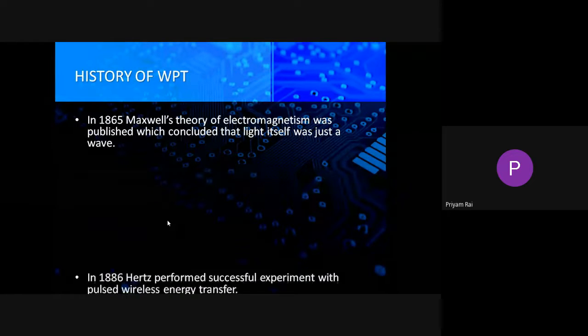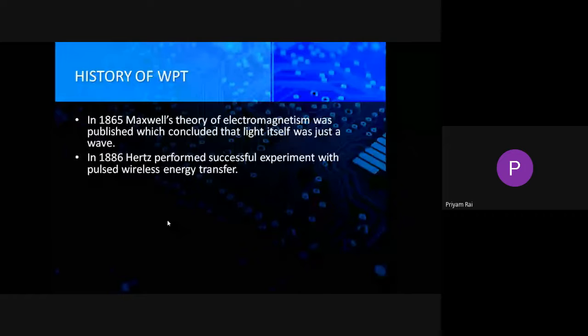In 1886, Hertz performed a successful experiment with pulsed wireless energy transfer. He produced an apparatus that produced and detected microwaves in the UHF region. And Tesla also performed this experiment in the field of pulsed wireless energy transfer in 1899.